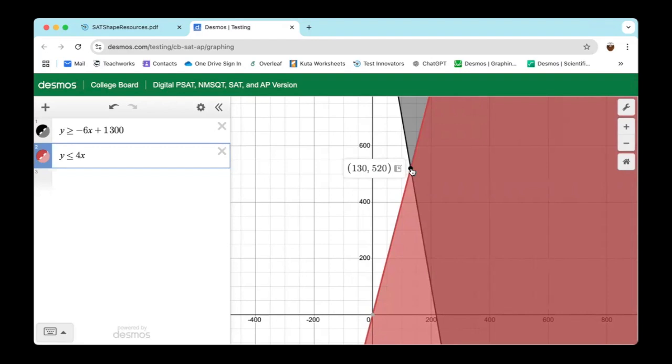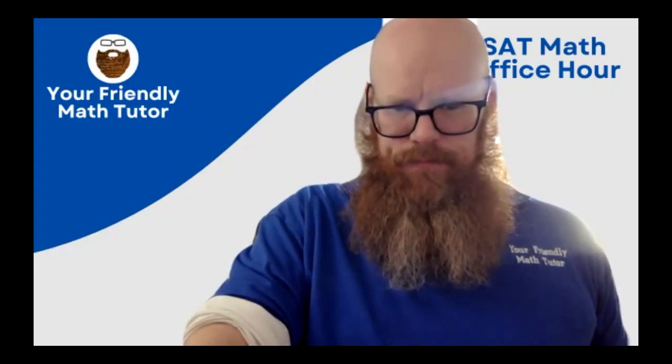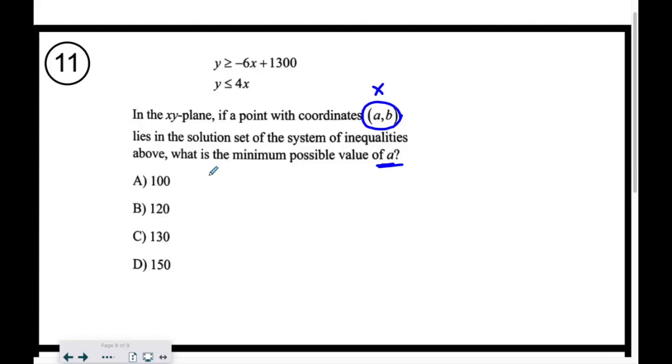So if you're graphing these, you're going to be essentially looking for the intersection, and it's going to be the X value because of the way they labeled it. They put the A in the X position. So the answer would just be 130. So let's go back to that problem. So we would just put 130.